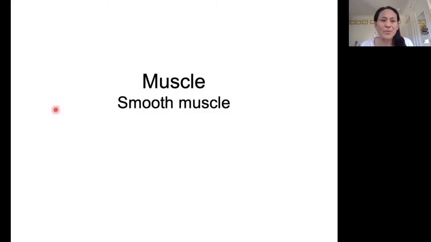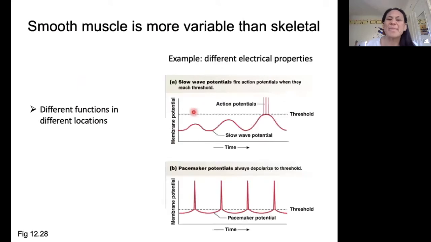Hello and welcome back to our unit on muscle. In this video, I will be telling you a little bit about smooth muscle. Okay. So first off, I just want to start by saying most of what I'm going to tell you is going to be in contrast with skeletal muscle.